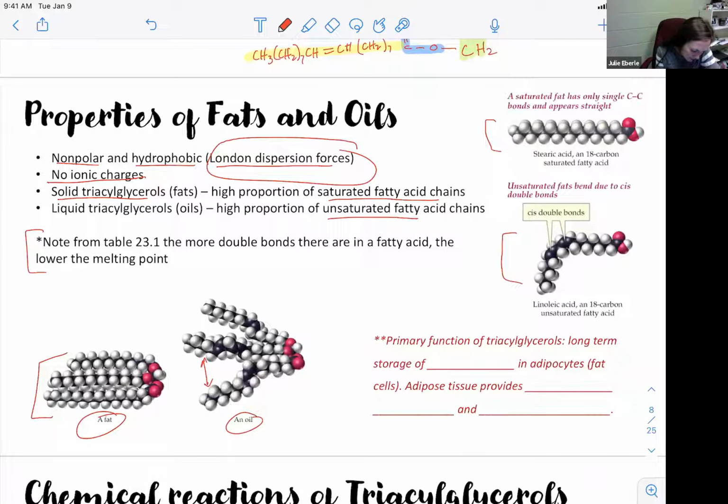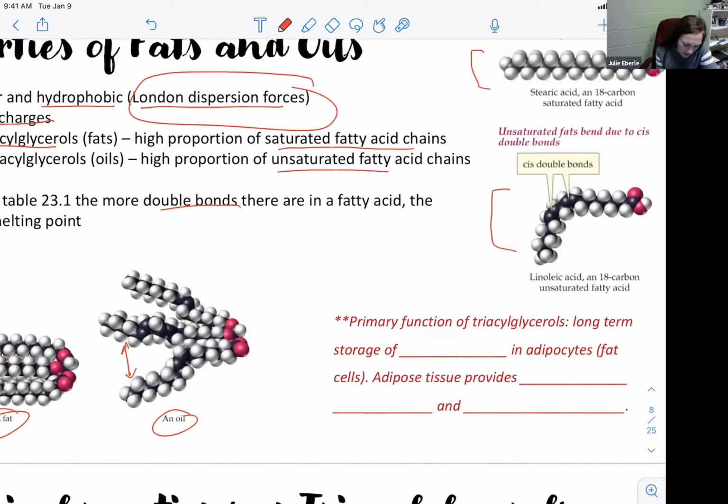This is just a reminder, the more double bonds you have, the lower the melting point, because the more kinked and spread out the fatty acids are and the fewer London dispersion forces you have between those fatty acid groups. Okay. This is really important.